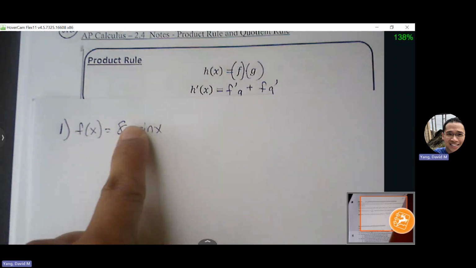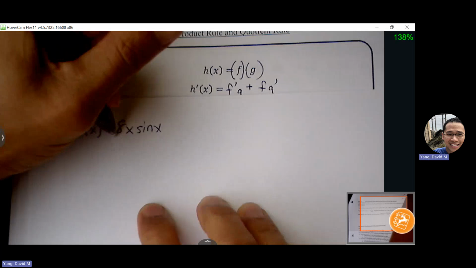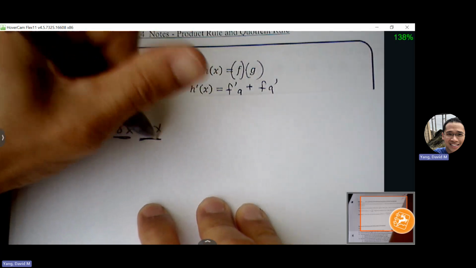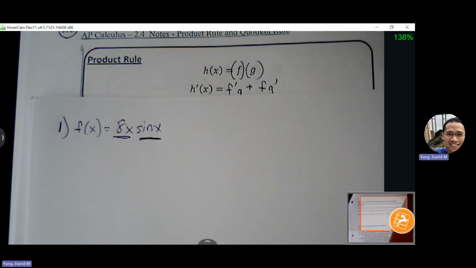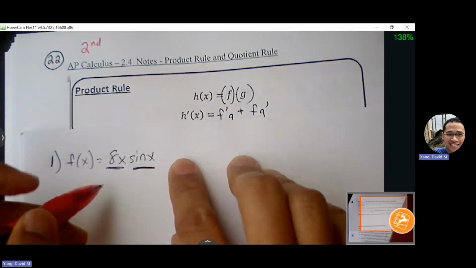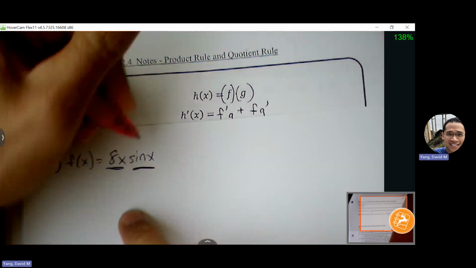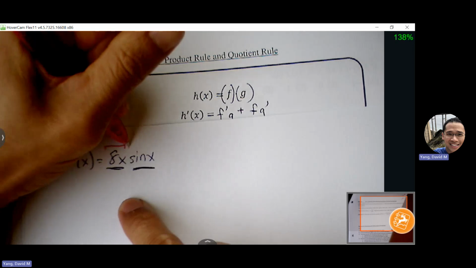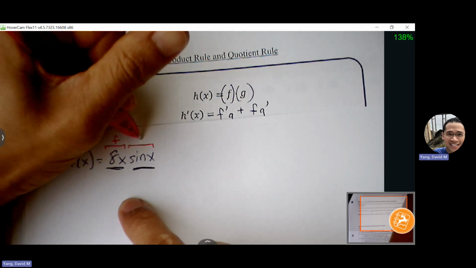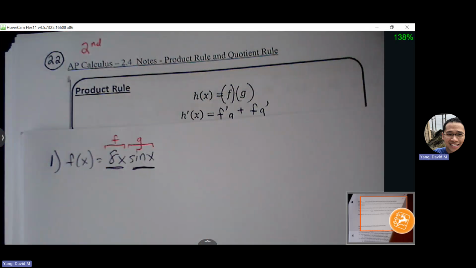Now, if it was just 8 times sine of x, then I can treat that coefficient as part of my sine of x, and there's no need to think of that as a separate expression. But as soon as there are multiple variables involved, I really need to think of this as the product of two expressions. Because of that, I'm going to assign one to be f and the other to be g. It doesn't matter which one is which, but whatever I see first, I'm always going to assign as my f, and whatever I see second, I'm going to assign as my g.